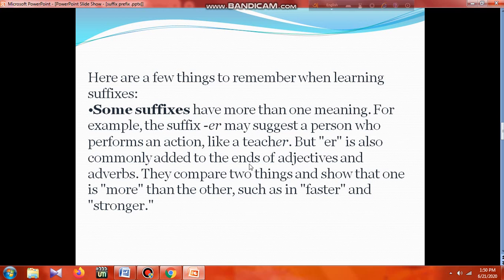commonly at the end of adjectives and adverbs. They compare two things, showing that one is more than the other, such as faster, stronger. So with -er it becomes faster, here it becomes stronger. So in the case of suffixes, some suffixes can have different meanings, they can suggest many things, and they can have more than one meaning.